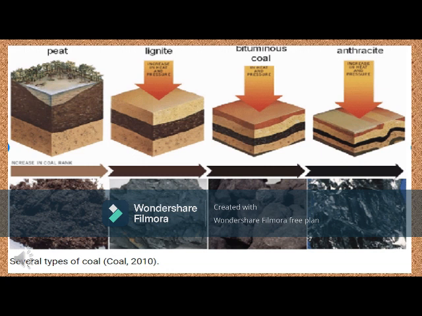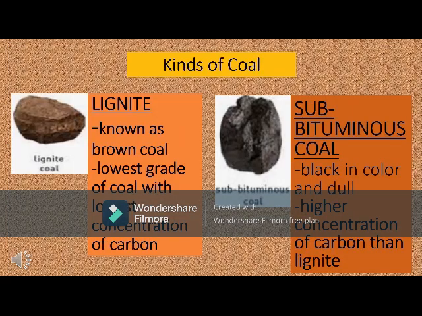So this peat comes from the plants that live on the marshland, and it becomes peat. Then lignite, bituminous coal, then anthracite. So you can see the transition of coal. So we move on to the kinds of coal. We have number 1, lignite.